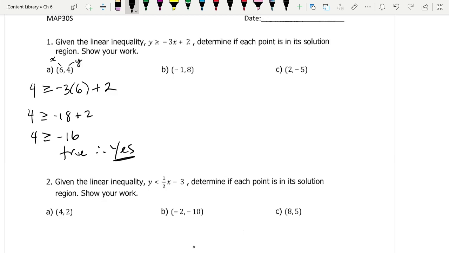Let's do the next one. Wait, that's 6, not 4. If y is 8 and x is negative 1, is this a true statement? Is 8 greater than or equal to 5? True, therefore, yes. We're 2 for 2.